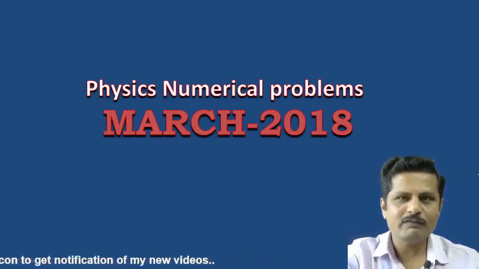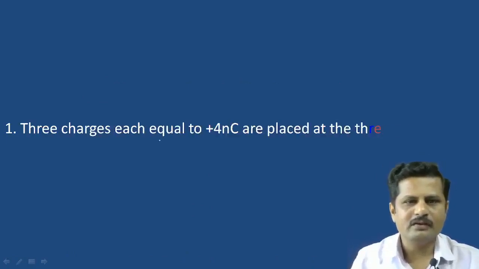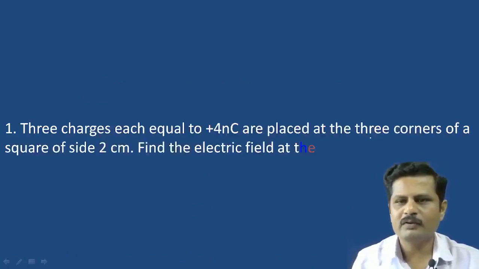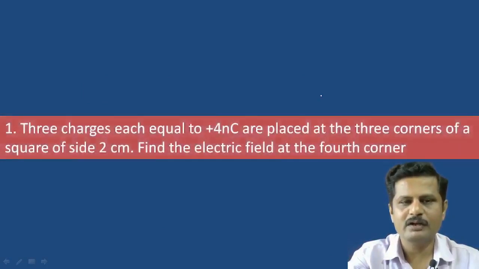Let's have a look at the very first problem. Three charges each equal to 4 nanocoulomb are placed at the three corners of a square of side 2 cm. Find the electric field at the fourth corner. Here you can see the three identical charges, 4 nanocoulomb, are placed at the three corners of a square of side 2 cm.